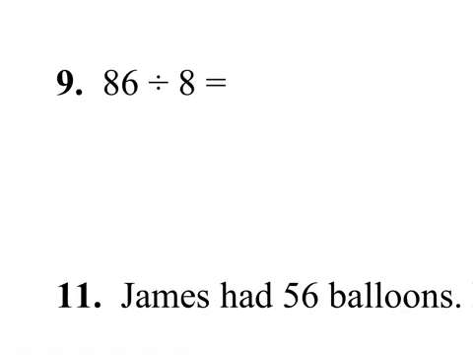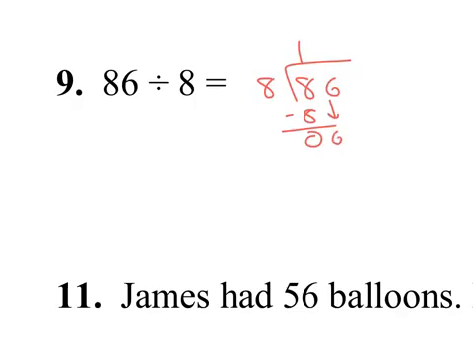On number 9, we've got 86 divided by 8. So I've got 86 divided by 8. 8 will go into 8 one time. 1 times 8 is 8. Subtract those, I get 0. Am I done? Nope, I've got to bring down the 6.